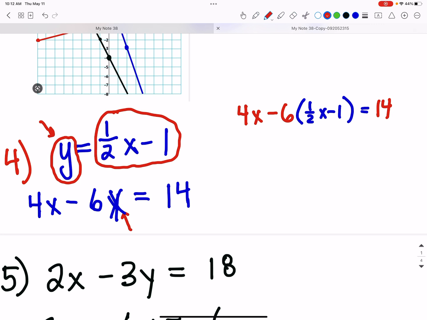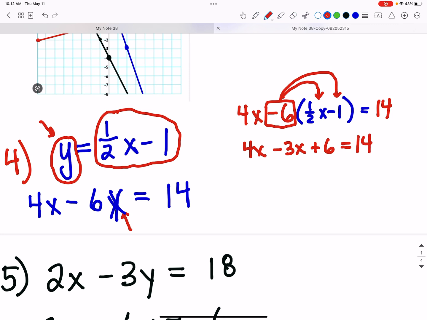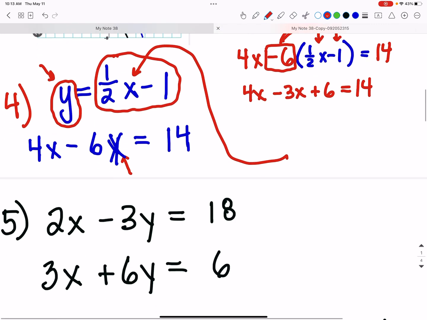So I'm going to do this -6. This is tough. -6 times 1/2. What's 1/2 of -6? And that's how many x's we have. And then -6 times -1. All right, I'll do one more step for you. So 4x, -6 times 1/2 is -3x. -6 times -1 is +6 equals 14. You're going to figure out what your x equals there. And once you figure it out, you have to go all the way back over here and plug it in and figure out what your y is.